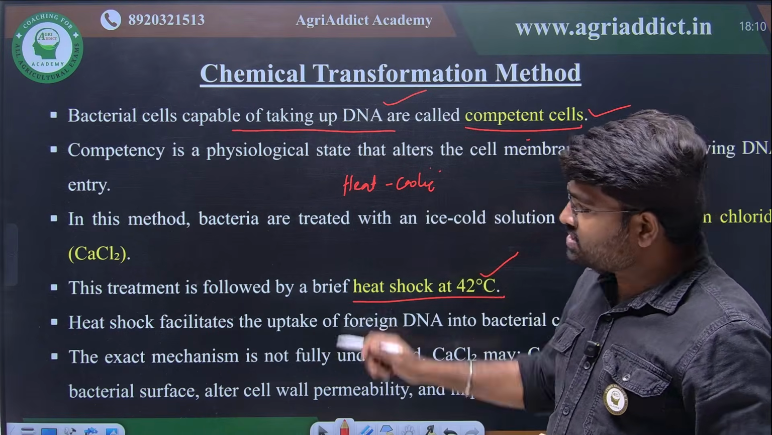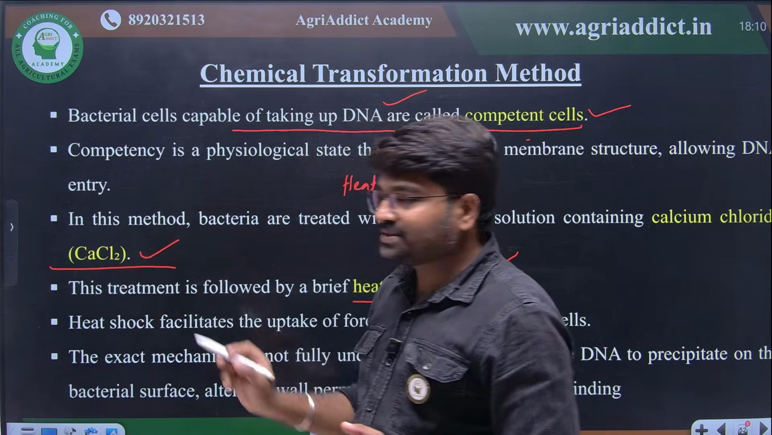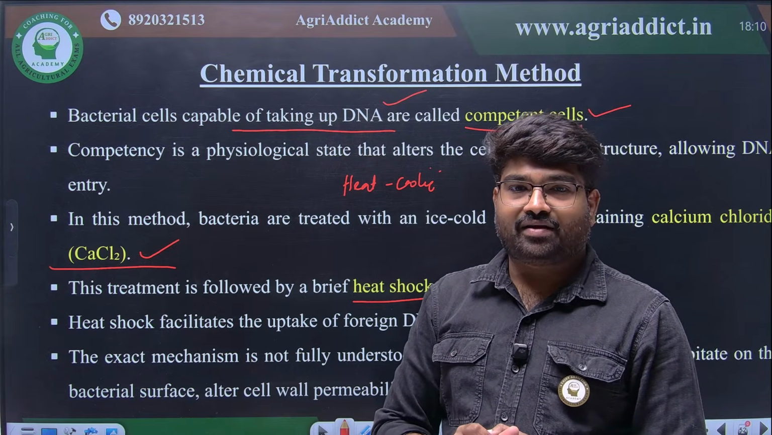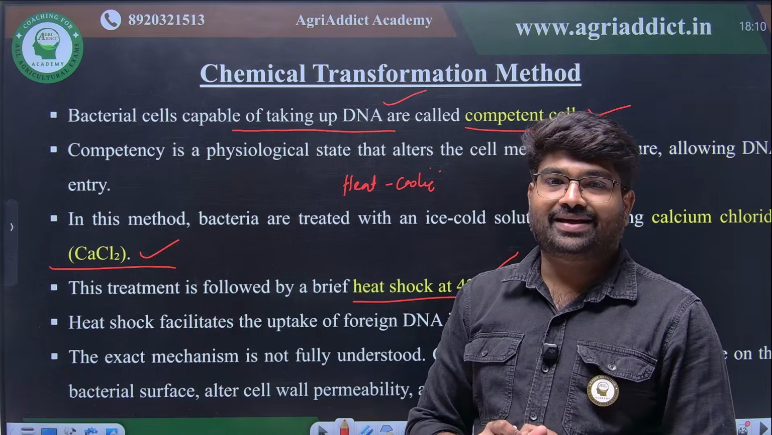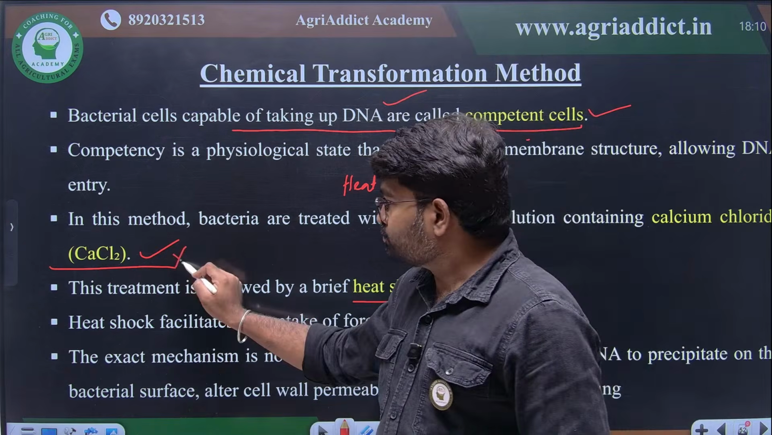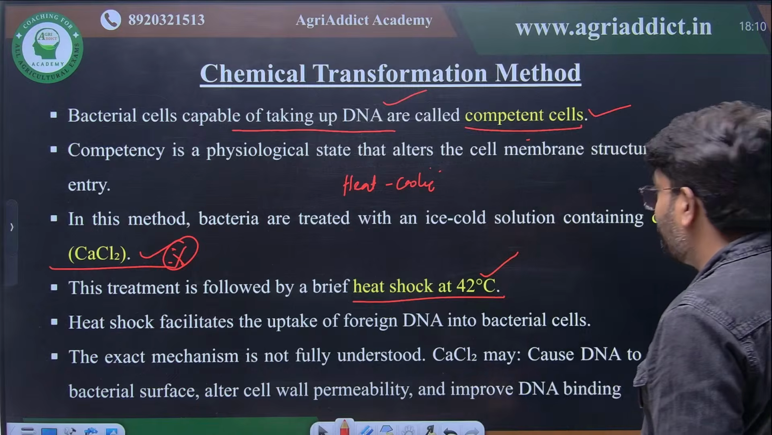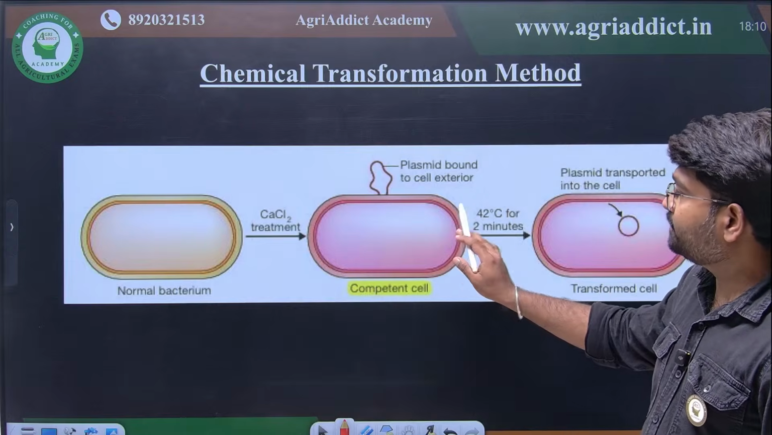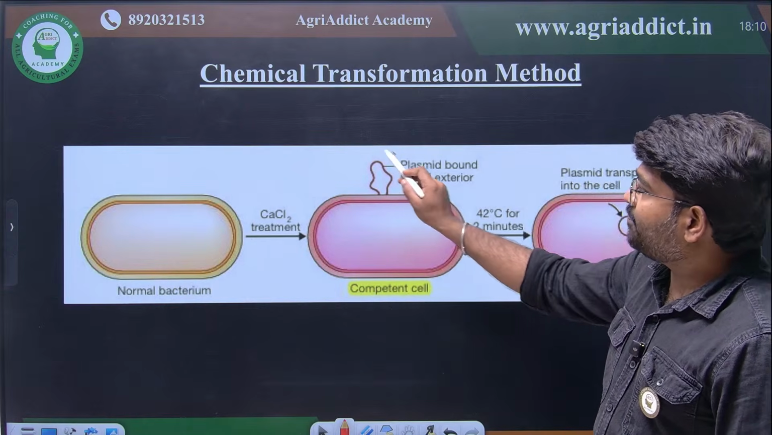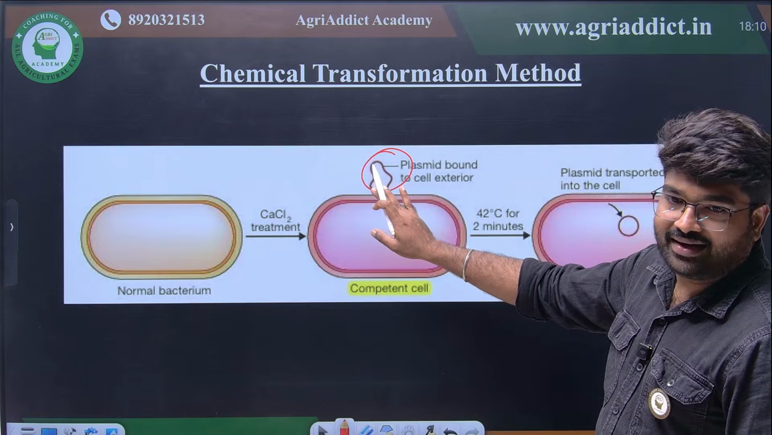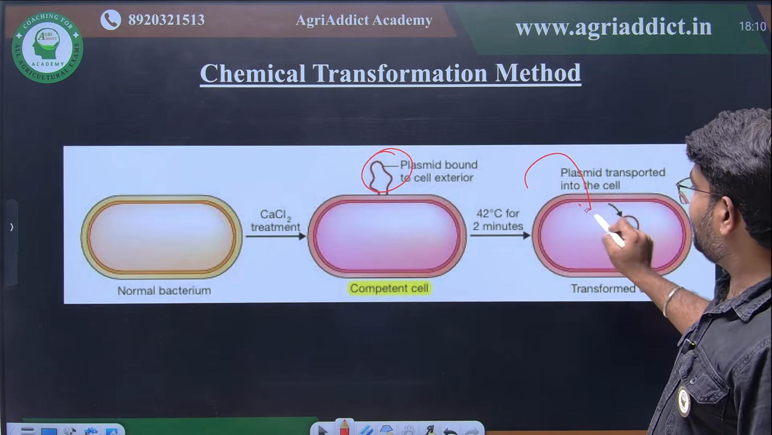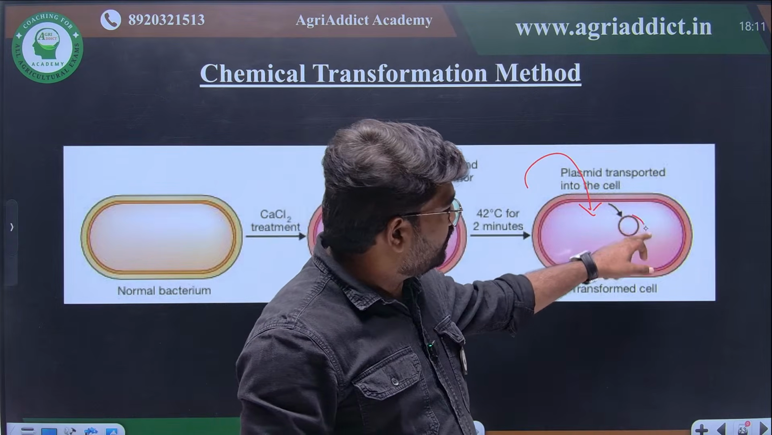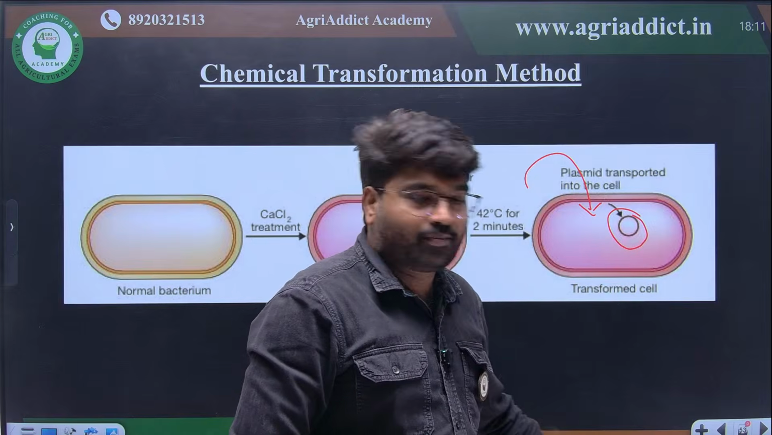The most important question is what chemical they will use: calcium chloride will be used while making the competent cells. This is the most important thing. You see here, this is the normal bacterium. We will use calcium chloride treatment. The cell becomes competent. Our plasmid containing the gene of interest will bind here. After that, it will enter inside the bacterium. Clear? So the gene of interest along with the vector has come inside the bacterium.